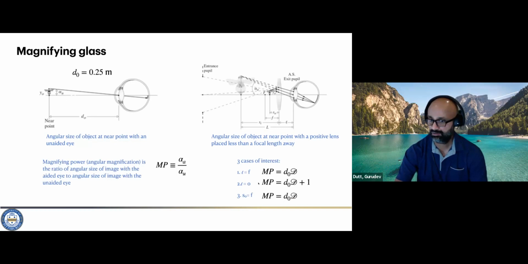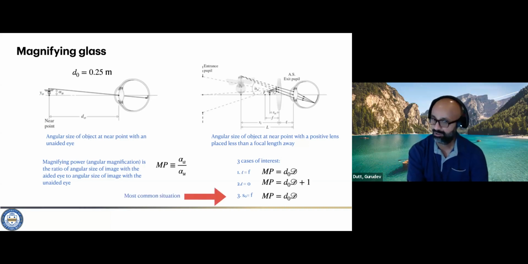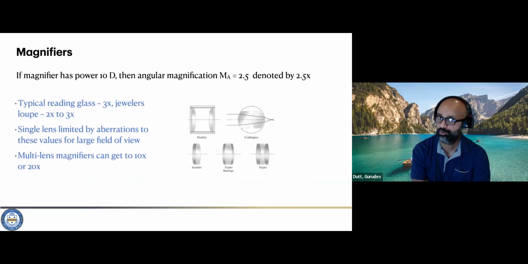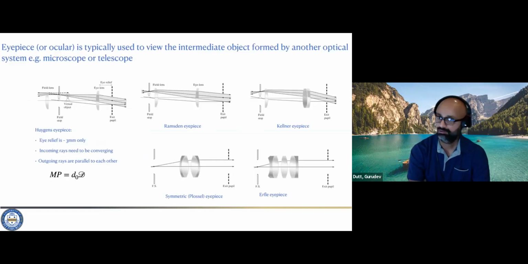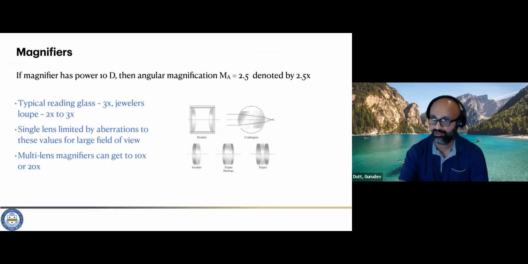You can see that, because D naught is 0.25 meters, and the dioptric power, of course, is meter inverse. So if it's 10 diopters, then the total magnifying power will be 0.25 times 10, which is 2.5, which is exactly what this is, 2.5. And that's denoted by 2.5x. So the object now looks 2.5 times bigger on our eye with the magnifying glass. The angular size has increased by that amount.